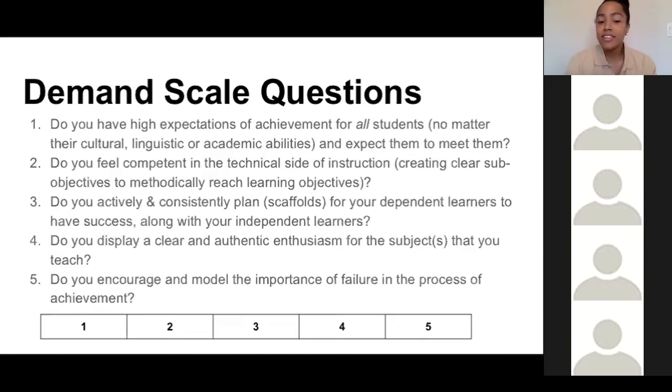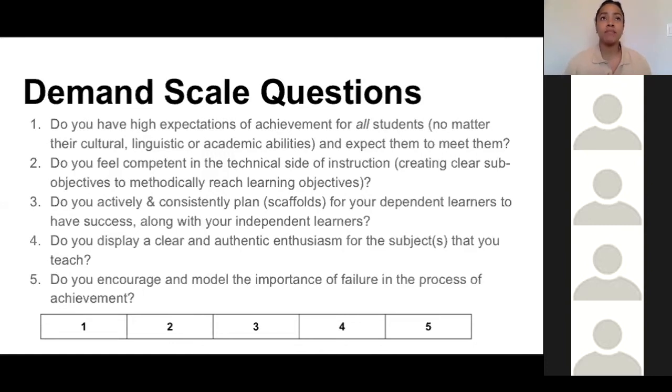So again, just to yourself, write down how many out of the 5 that you answered yes to. So you should have 2 different scores. First one for the warm scale, second one for the demand scale. We're going to go through what those different scores can mean and how you are categorized as a result.